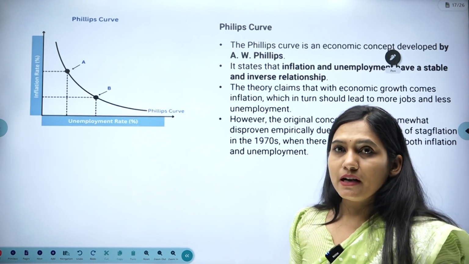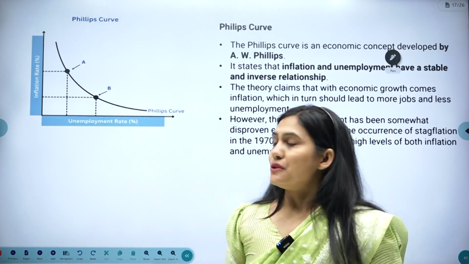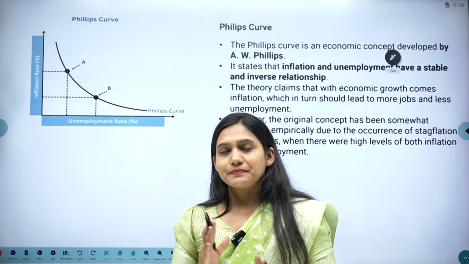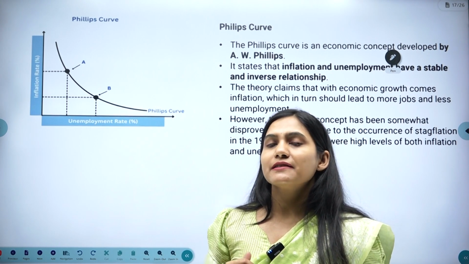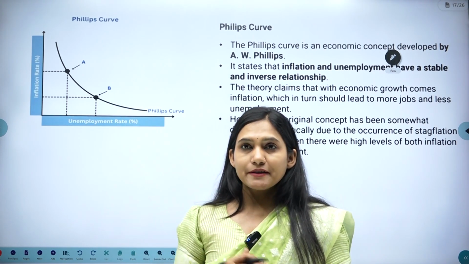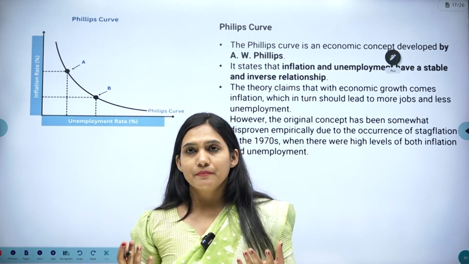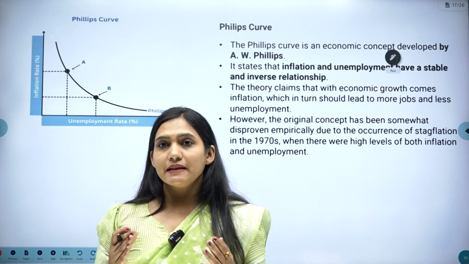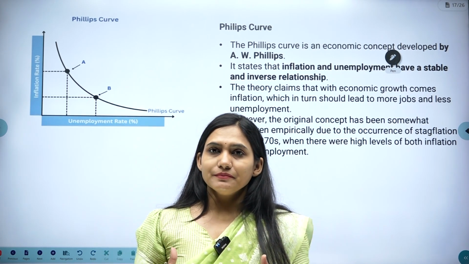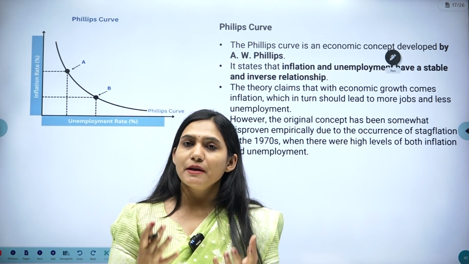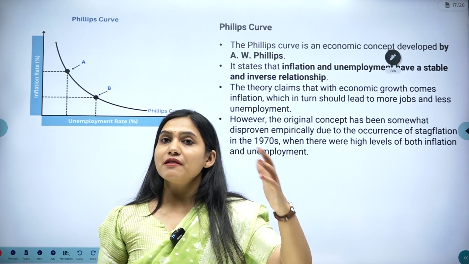Then next is the Phillips curve. Now again, the Phillips curve is really interesting and important also, because what Phillips said is that if there is inflation, it means that there is less unemployment. Why so? Because if maximum people have employment, then what will happen? They will have more income. If they have more income, then they will have more purchasing power. There will be more demand in the market. And if there is more demand in the market, it means what? The prices will rise and hence the inflation will rise.